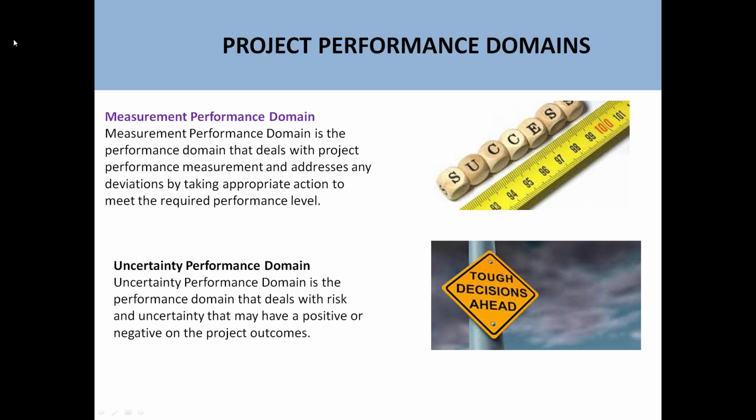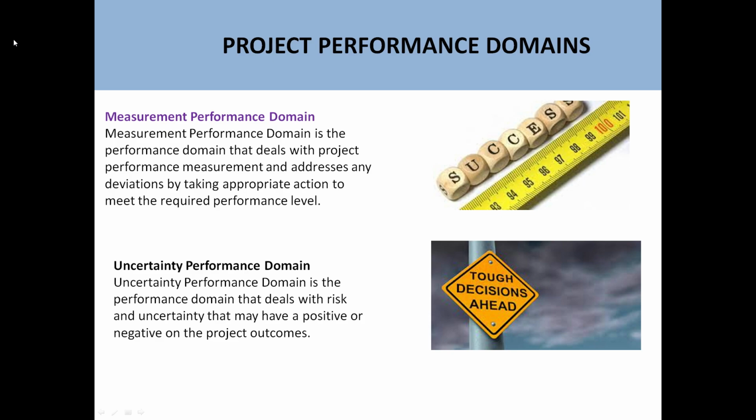Then the measurement performance domain deals with the project performance and addresses deviation by taking appropriate action to meet the required performance. For example, you have planned that the project should be completed in 5 months. You will evaluate the performance of the work and of the project. If there is any deviation, you can take the right action so that the project can get back on track.